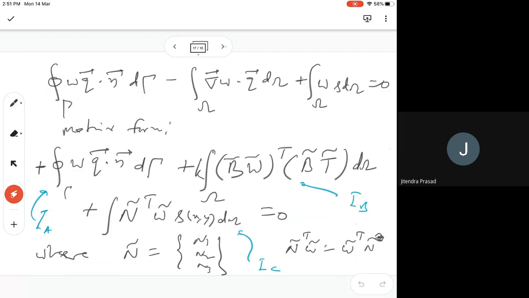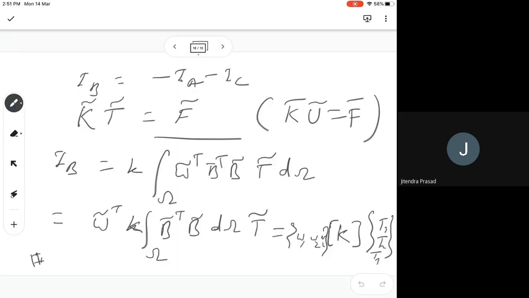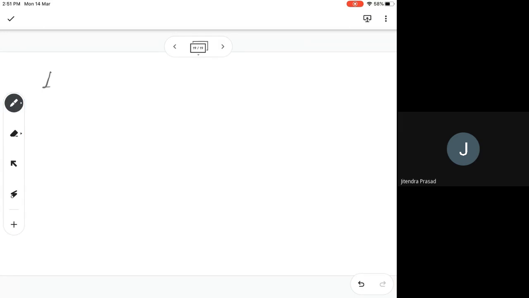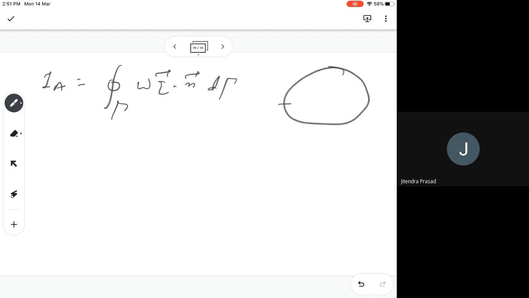This one, we can simplify it. So IA is equal to the closed loop integral of W Q dot N d gamma. Now you know that we have two types of gammas, right? So we have the gamma T and gamma Q.